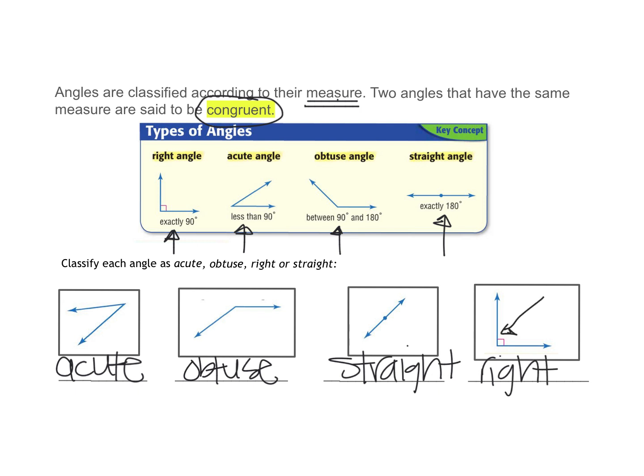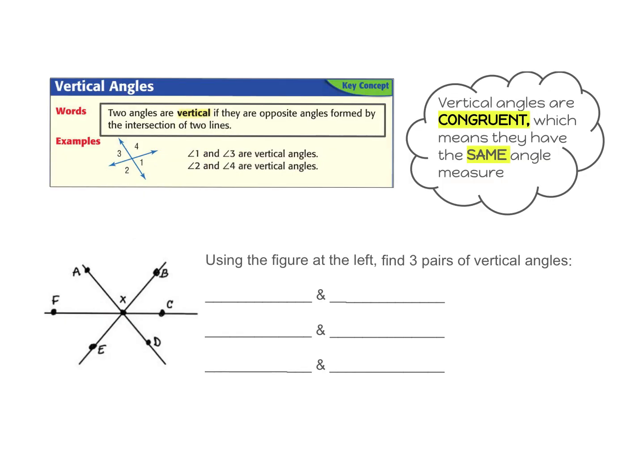This little box right here in the corner tells us that it is 90 degrees. We usually don't assume that it's 90 degrees unless the little box is there. 2 angles are vertical if they are opposite angles formed by the intersection of 2 lines. So if you look at this example right here, you can tell that we have 2 lines that are crossing that makes a bunch of different angles.